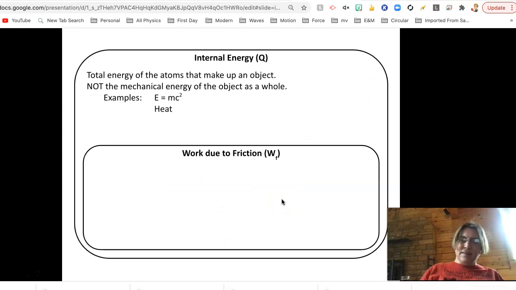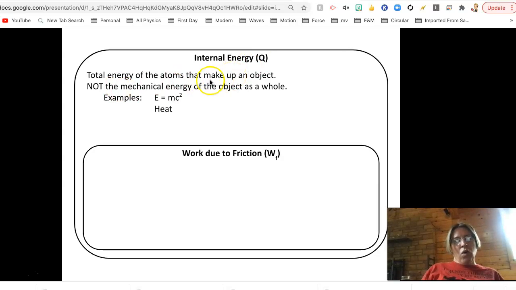All right. And then one last thing is we should talk about internal energy, which is given by the letter Q. And this is another place where your reference tables use the same letter for two different things. Q is both charge and internal energy. So just watch out for that.